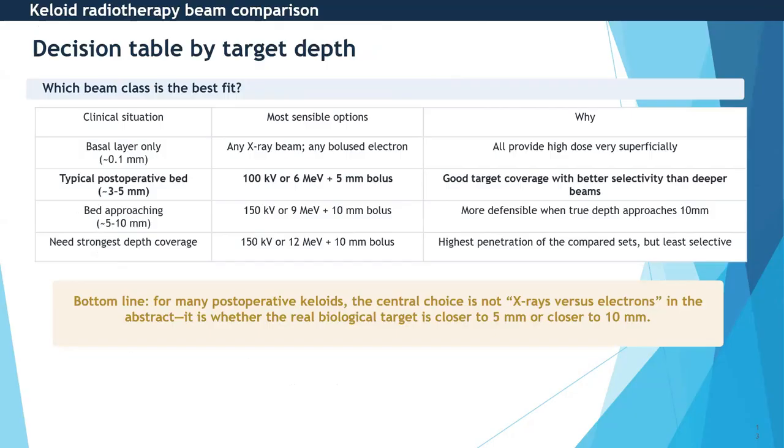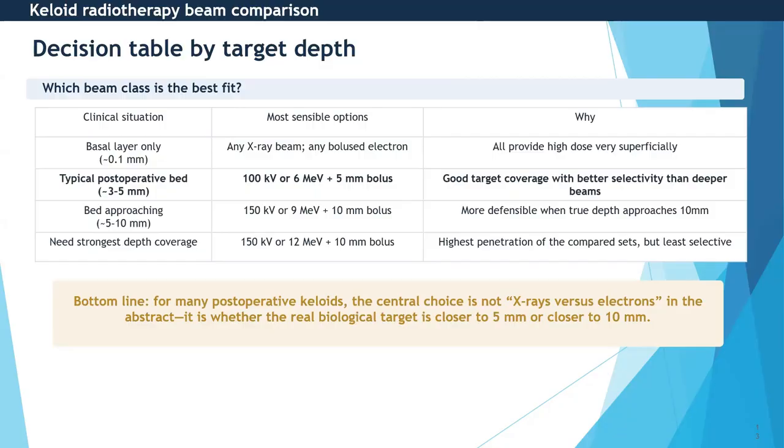So there's a decision table by target depth. At the basal area, any X-ray beam, any bolus electron beam, all provide high dose very superficially. A typical post-operative bed, 3 to 5 millimeters, 100 kV or the 6 MeV plus bolus, with good coverage, with better selectivity than deeper beams.